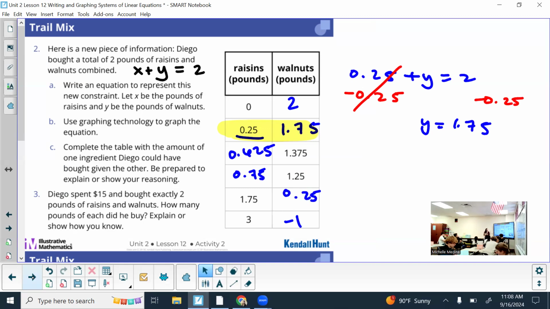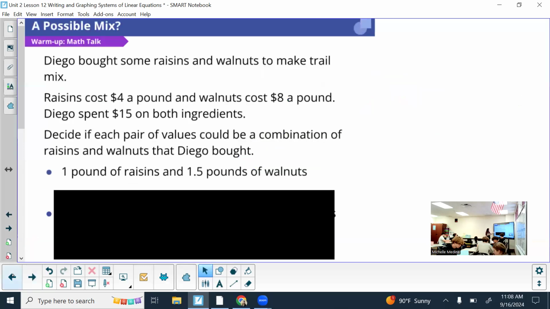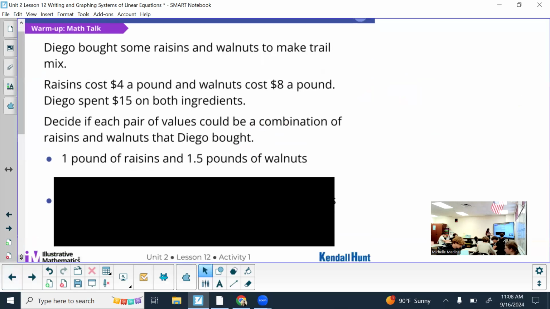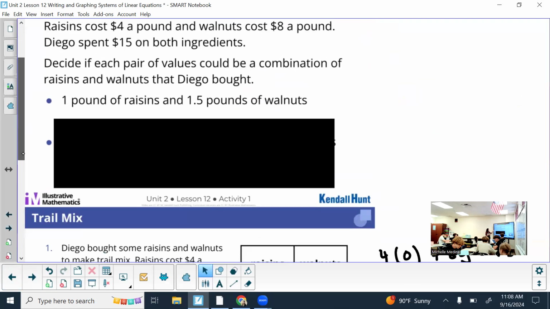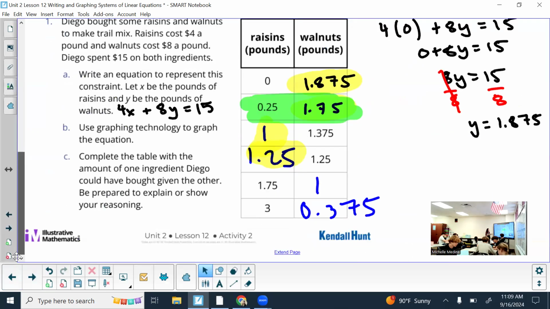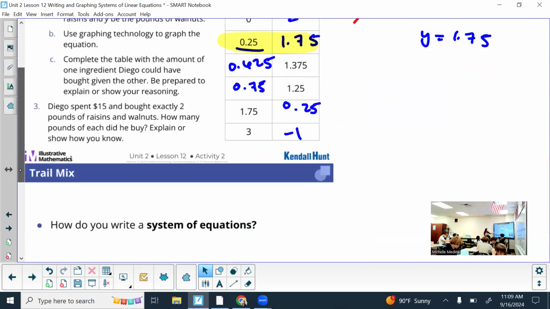Now, there's only one pair of numbers that works for both constraints. That meets the budget of $15 and that has him buying 2 pounds. And that was this one. All right, so here it is on this screen. Here it is for the other one, just to show you. So when you look at each constraint alone, there's lots of different combinations of answers you can have. But when you look at 2 sets of constraints together, that's where you only have one answer that works. And that's what we call a system of equations.